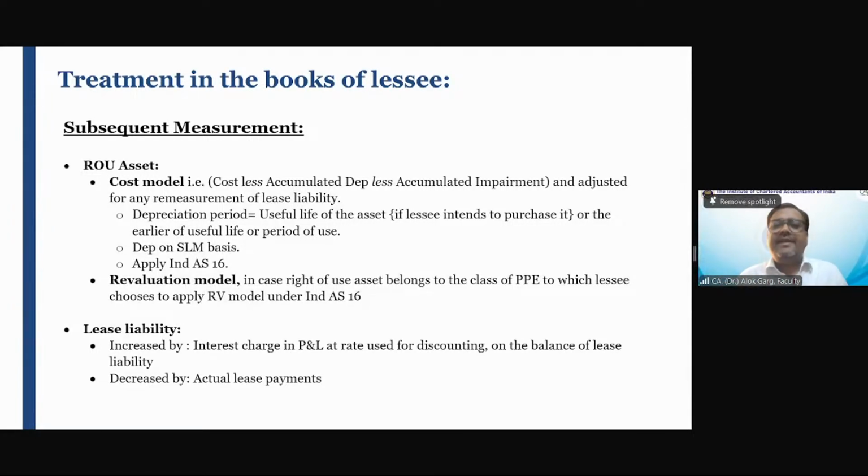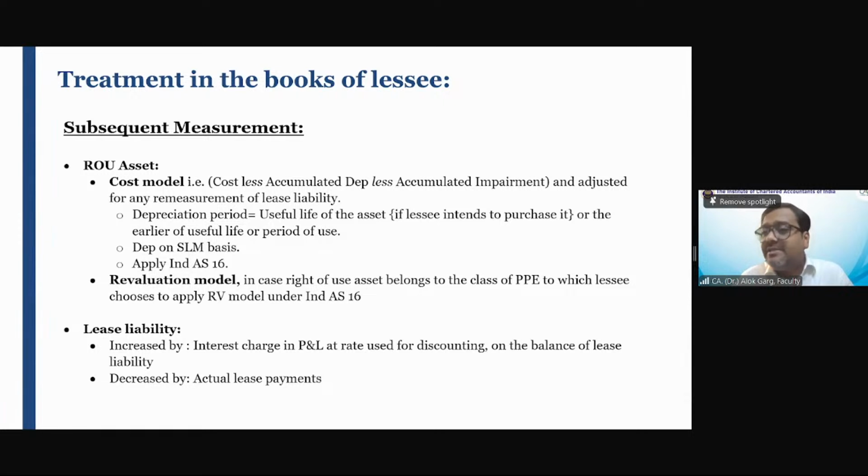Okay. So friends, as far as subsequent measurement is concerned, the standard says that you need to apply the cost model or the revaluation model, just like Ind AS 16, Property, Plant and Equipment. If you are applying the cost model, let's say I have taken a building on a lease basis and I have another building which is my owned building, my property, plant and equipment, and I am applying the cost model, then I will also apply the cost model here. Sir, if I don't have any owned asset, then even in that case, if you have one building on a lease basis, you can apply the cost model.